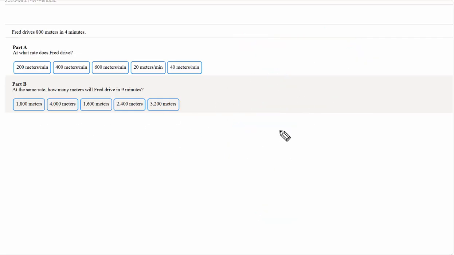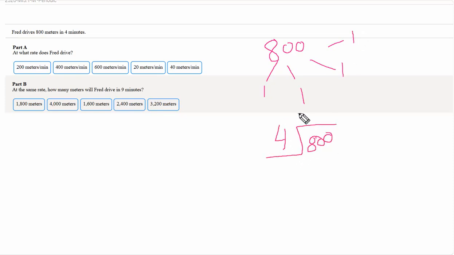If you want to do it directly, you take 800 and we want to divide that into 4 parts. So 1, 2, 3, 4 parts. We'll put the 4 outside and the 800 inside, and we'll divide. So we get 2 up, 8 at the bottom, 0, and then again the same thing, 0, 0 here. So 200 meters per minute. You can do it both ways.